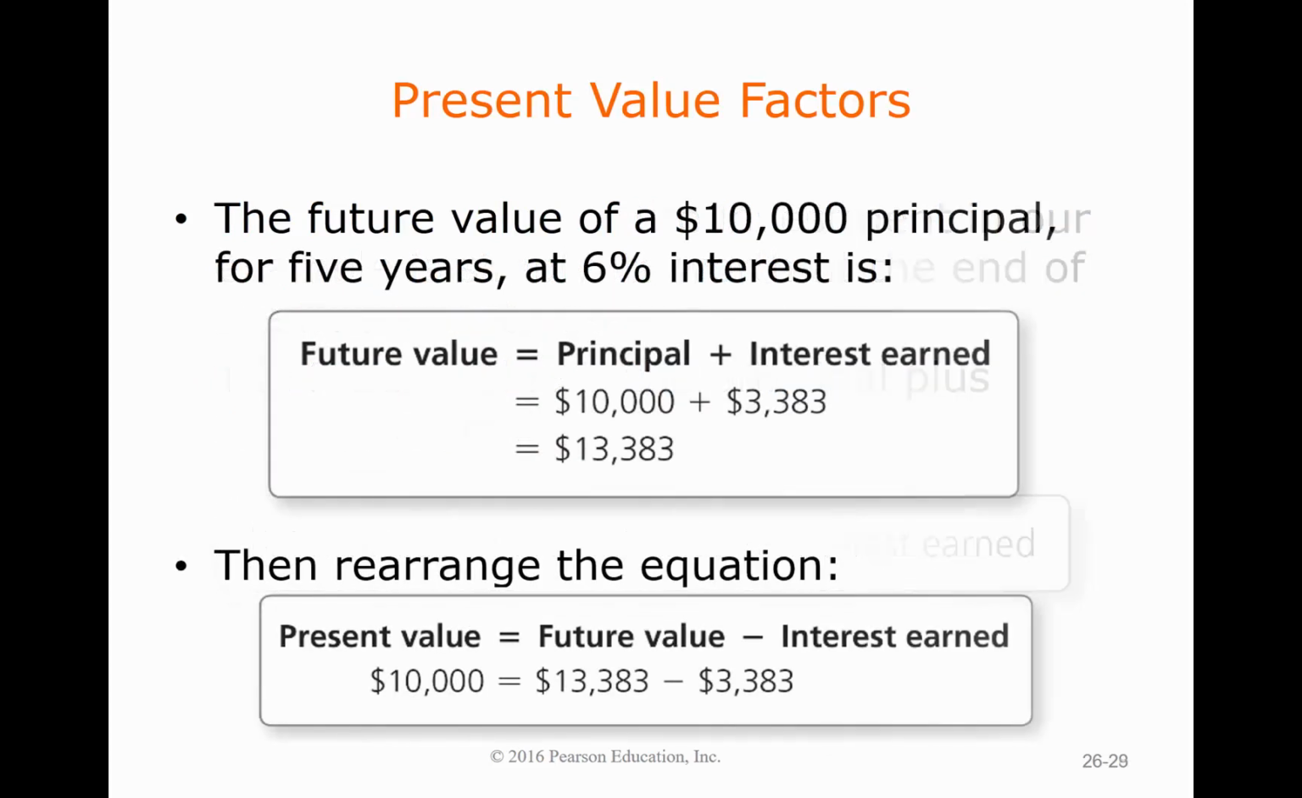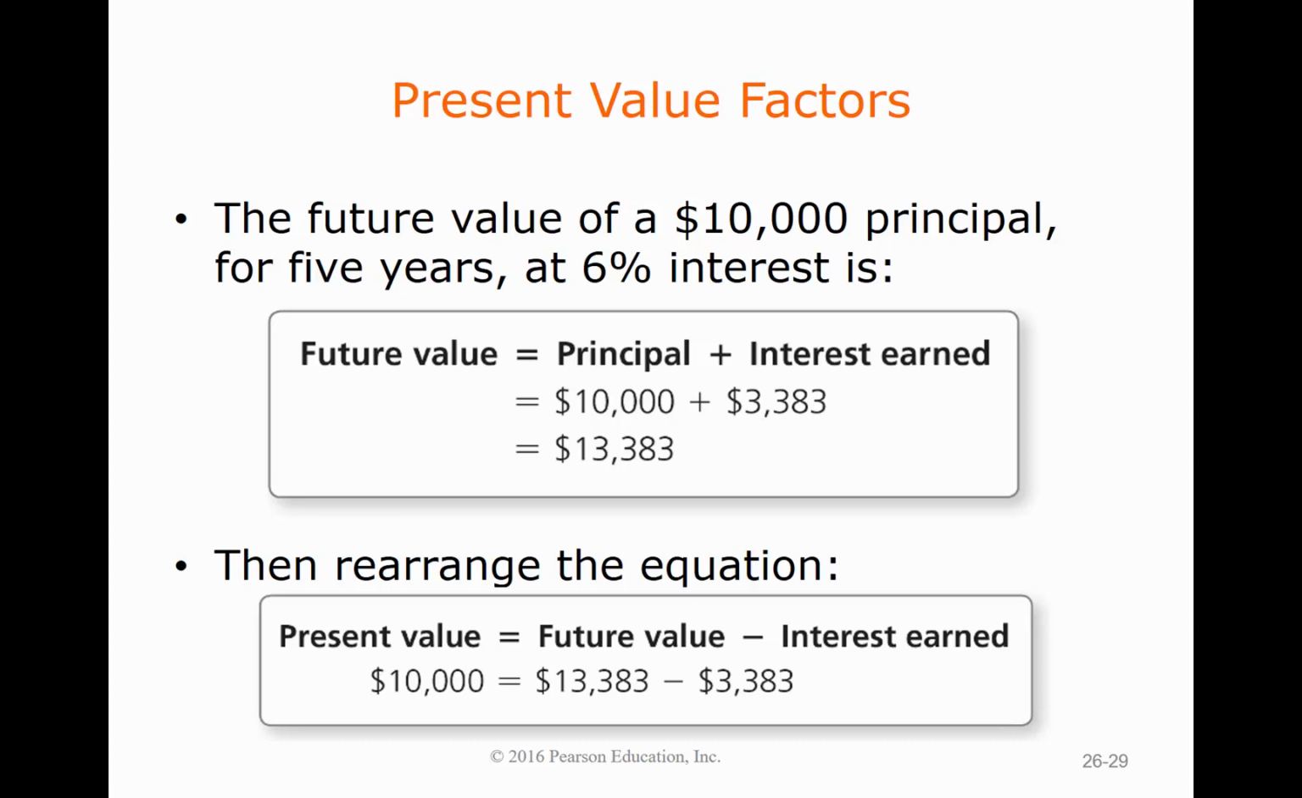So the present value, they just rearrange the equation. So we're talking about present value. So for future value, we'd say the principal plus the interest earned is $13,383. The present value then would be like, how much money do I need to invest today to have $13,383 at some point in the future?